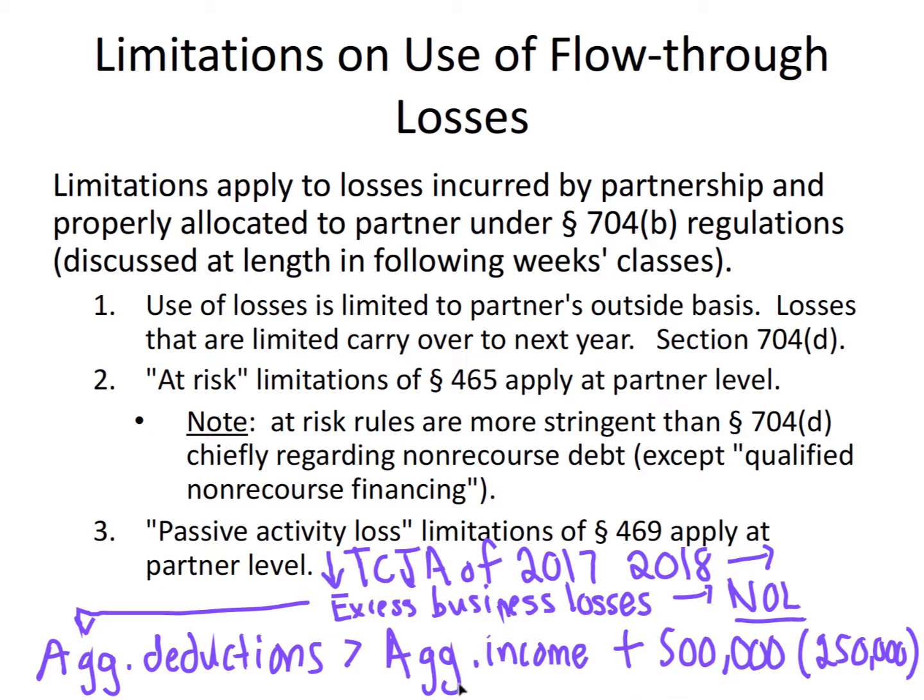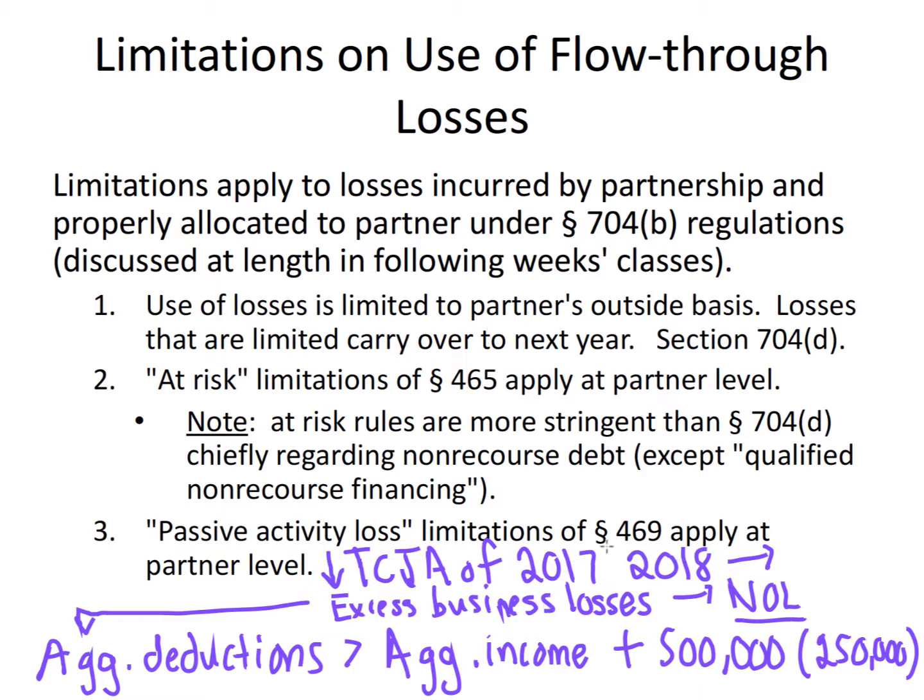So really what this is doing is it's saying you can deduct the amount of deductions up to aggregate income plus $500,000 if you're married filing joint, or $250,000 if you're married filing separate. Because beyond that, it's going to be suspended. It's going to be carried over to the next year under the NOL rules. So really, after 2018 onward, it only allows deductions of losses from these business activities of up to $500,000 if you're married filing joint, up to $250,000 if you're anyone else. And anything beyond that carries over to the next year.